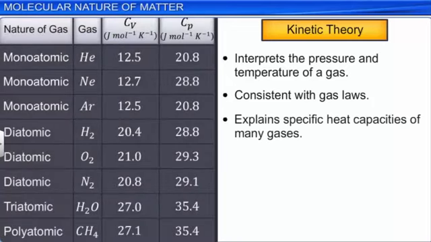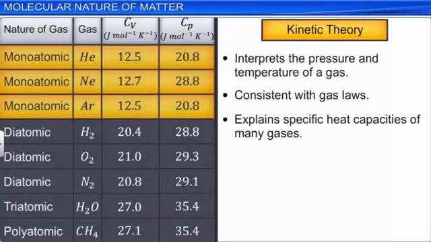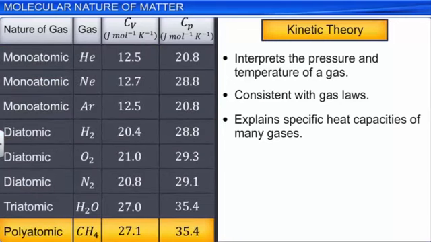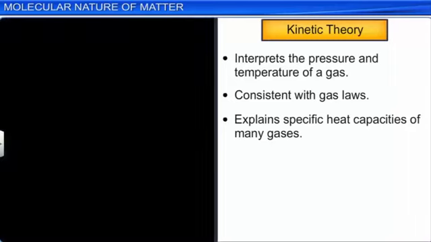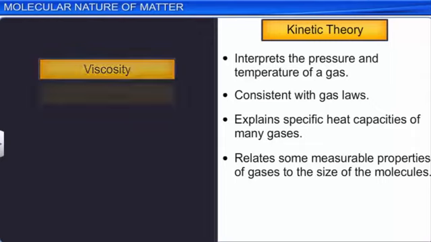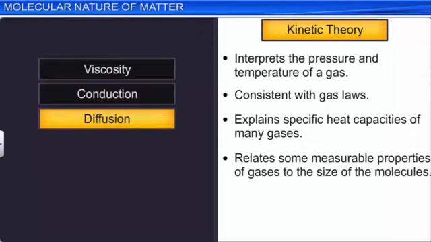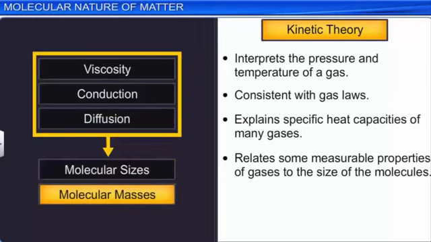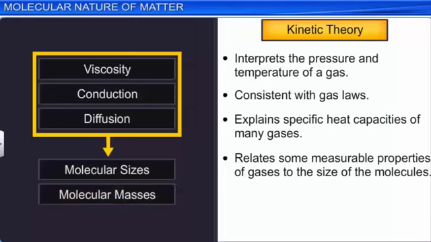Kinetic theory helps explain the specific heat capacities of many monoatomic, diatomic, and polyatomic gases. It relates the measurable properties of gases like viscosity, conduction, diffusion to the size of molecules. In fact, these relationships help in the estimation of molecular sizes and masses. The atomic hypothesis is one of the most important theories ever proposed.